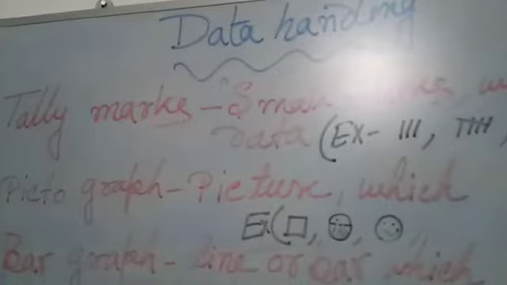Next is pictograph. Pictures which represent the data. That means some pictures we can draw, for example here is a square, here is one basket, here is one smiley. That type of pictures, it can be a doll, it can be a ball. Like this way we can represent the data with pictures, that is called a pictograph.